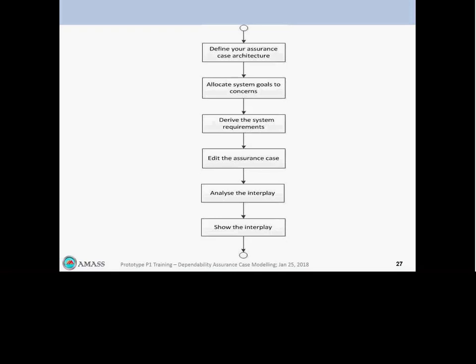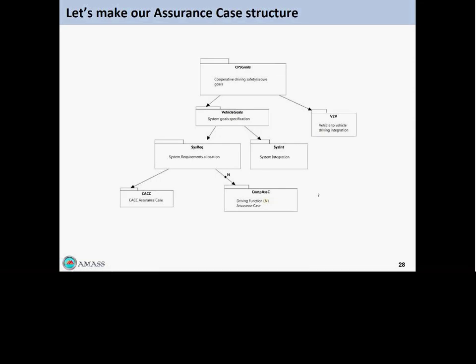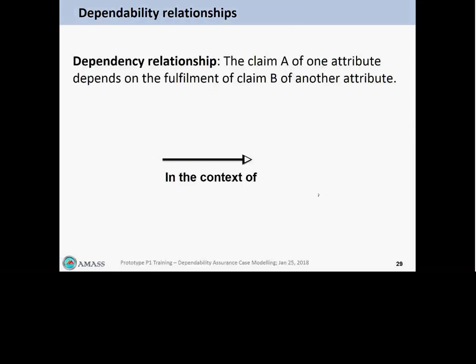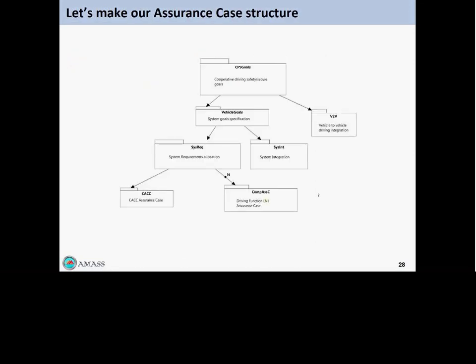So this is usually the process that we go through when we deal with this assurance case. First we define the assurance case architecture and create this model view. Then we allocate system goals to concerns, derive the system requirements, and create our assurance case. Then sometimes we have to analyze this interplay. This is something interesting because this is what I'm going to talk about now. This was an assurance case structure, which I will call it.